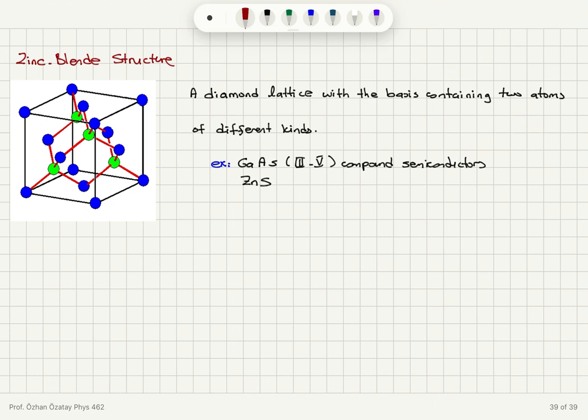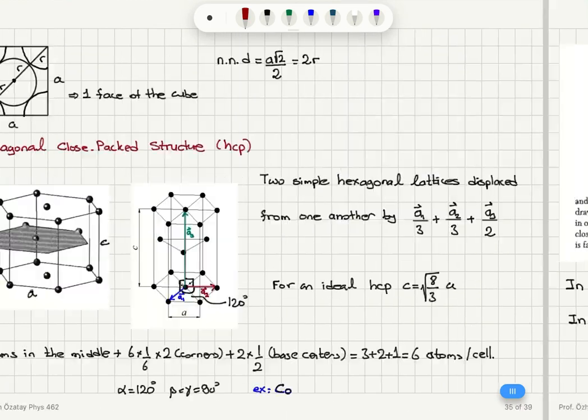Zinc blende structure is a related structure. It's basically a diamond lattice, but the basis contains atoms of two different kinds. So we have, for example, gallium and arsenic. Gallium arsenide is a 3-5 compound semiconductor, and zinc sulfide, those all belong to this zinc blende structure. It's the diamond lattice, but the basis consists of two different types of atoms.